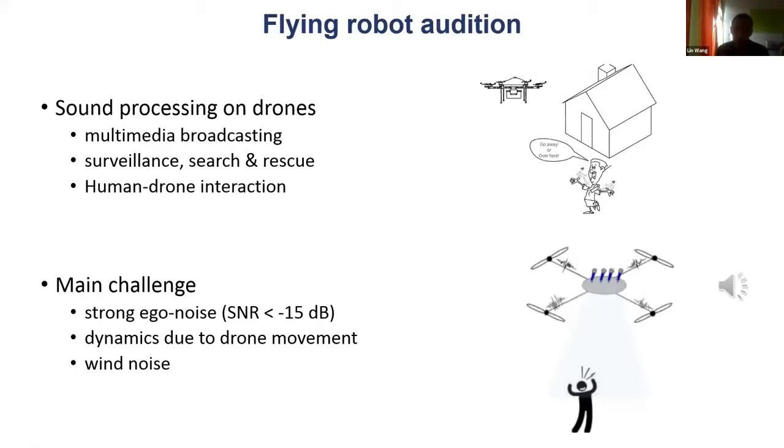This is because of the influence of the ego noise from the rotating rotor and propeller, which leads to extremely low SNR at the onboard microphone and makes the sound recorded on drones completely unusable. And this is an example of the sound recorded by onboard microphone when a human is talking toward a drone. And we can almost hear nothing except the drone noise.